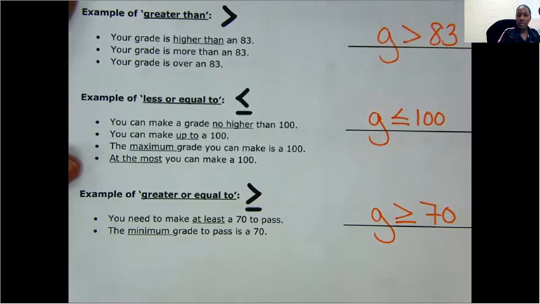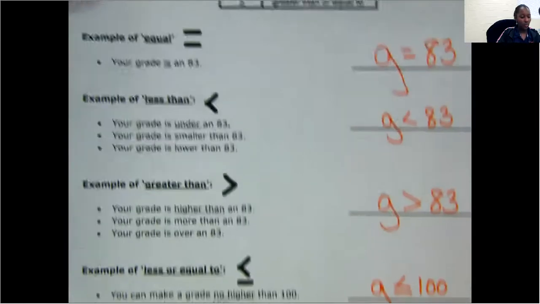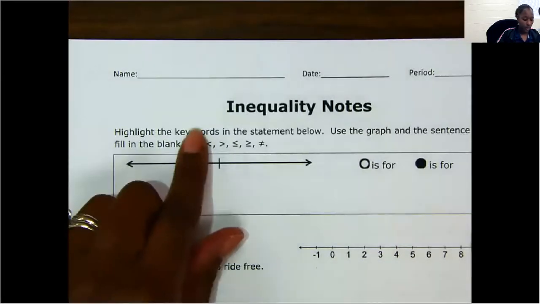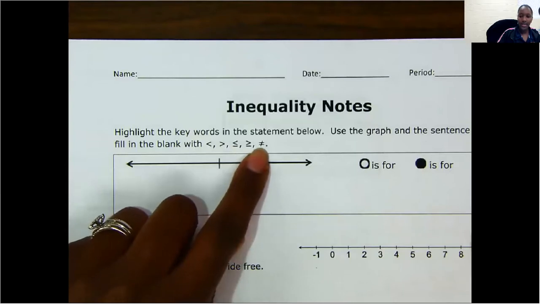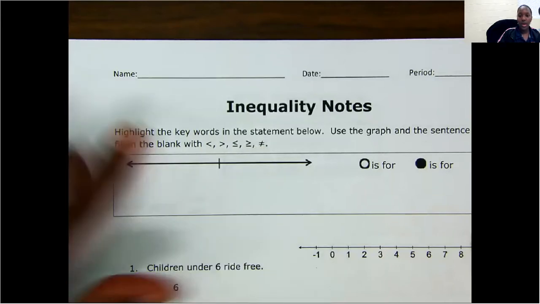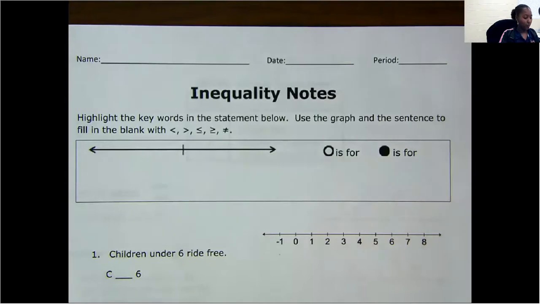These symbols also have to be graphed. So let's move on to the next part of our notes. When we're graphing inequalities, not only will we be using those symbols, greater than, less than, greater than or equal to, less than or equal to, this one is not equal to. My answer is not equal, okay? You will be using an open circle or a closed circle.